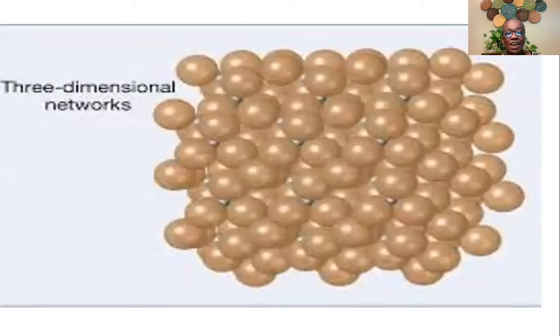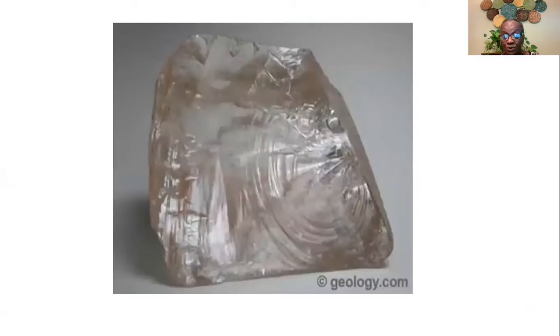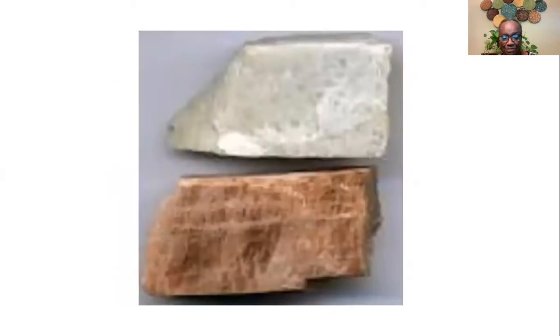And then we also have 3-dimensional networks. There are a whole lot of these, and they're 3-dimensional. And examples of minerals that have this property would be quartz, which is the second most abundant silicate mineral. And the most abundant silicate mineral, you remember, is feldspar. And here's an example of feldspar.